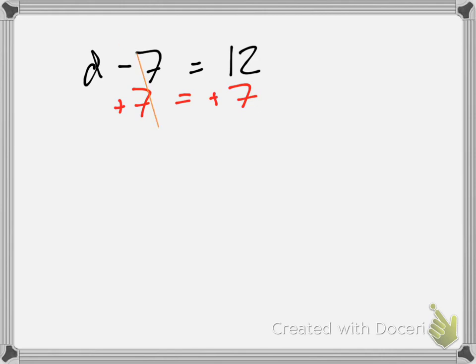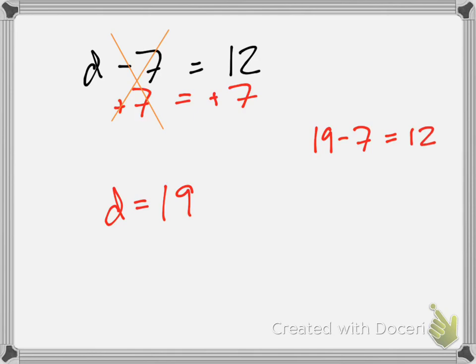We cancel this out. We cancel 7. Negative 7 plus 7 is 0. It goes away. So it's d minus 0, or just d. Then 12 plus 7. We simply add, and we get 19. Then I'd want to check my work, because sometimes, mind you, addition subtraction's easy. But now I put it. 19 minus 7 equals 12. I check my work. 12 equals 12. Excellent. I'm good. That's great.